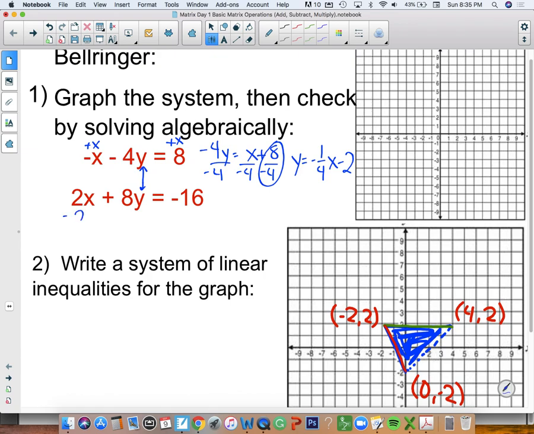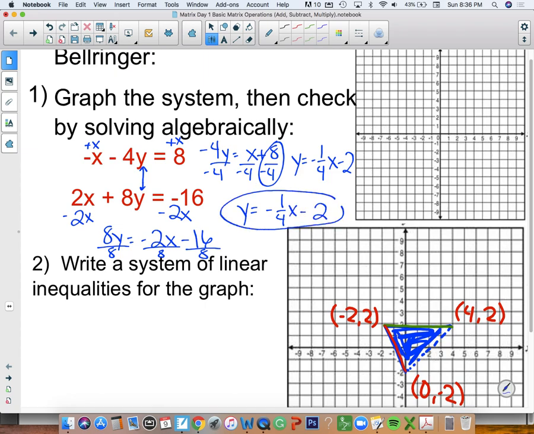Okay, the next one, move the 2x over, and we get an 8y equals -2x minus 16. Divide everything by the 8 that's in front of the y, and then simplify. So then for the second one, we have y equals, make that number look like a slope, -1/4 x minus 2. And guess what? When we graph those, it's the same line, so you can think to yourself what the solution is going to be algebraically, okay, because you don't even need to do a whole lot before we graph it.